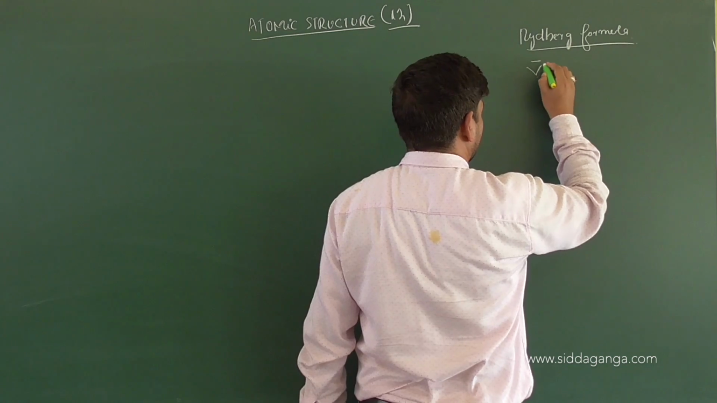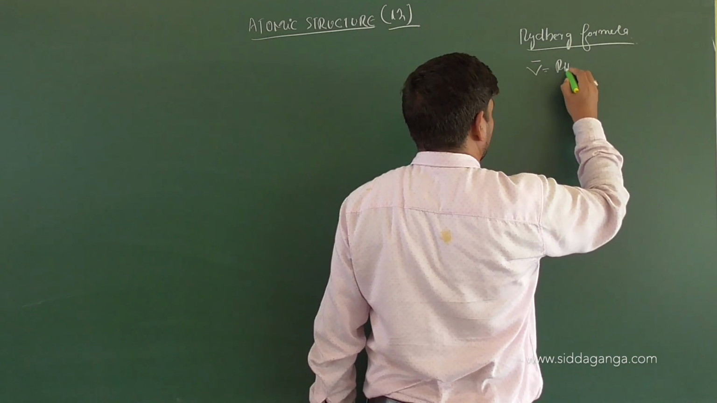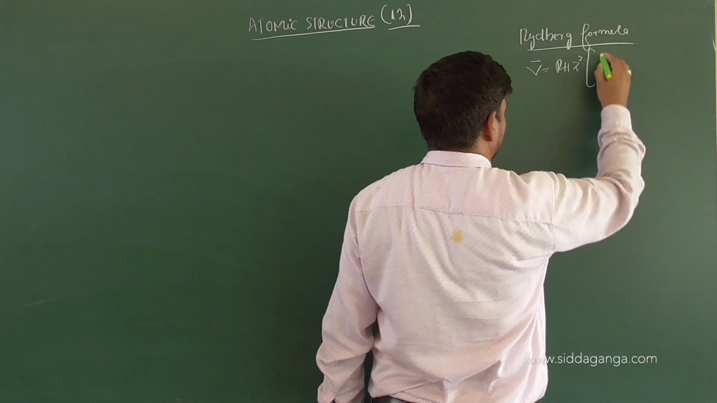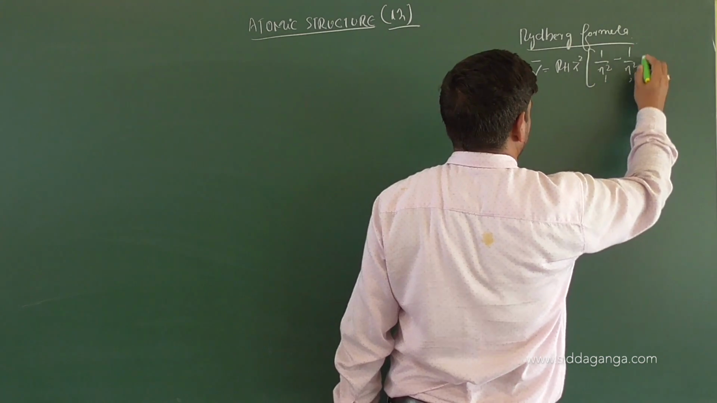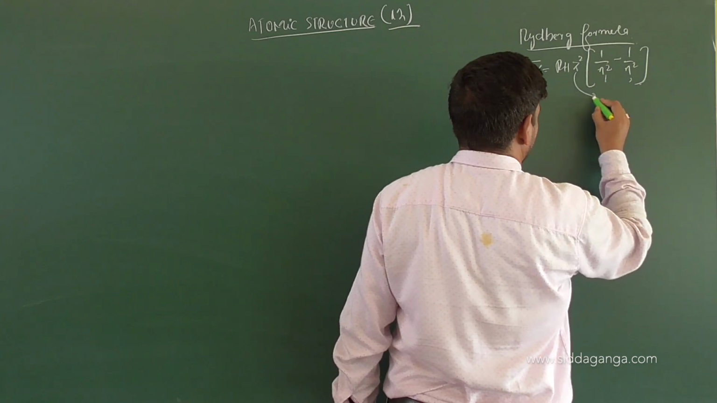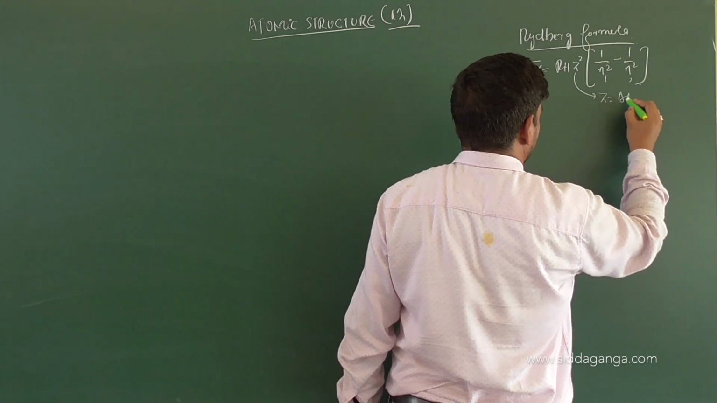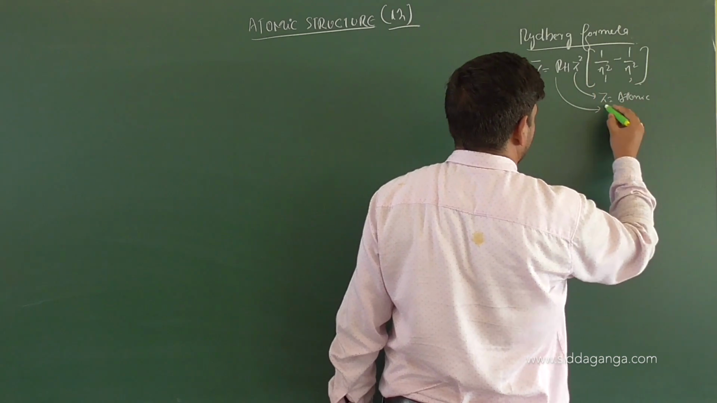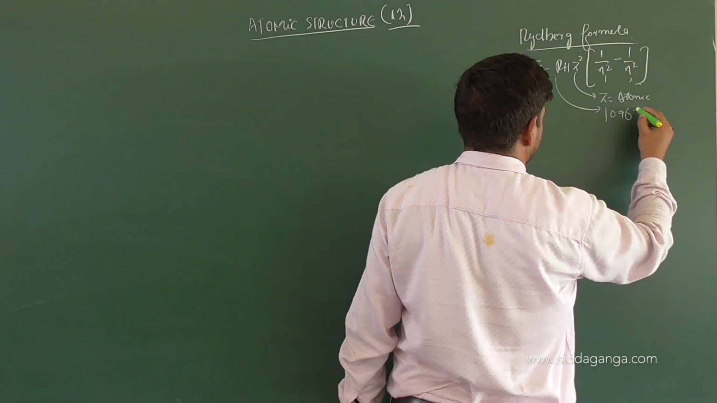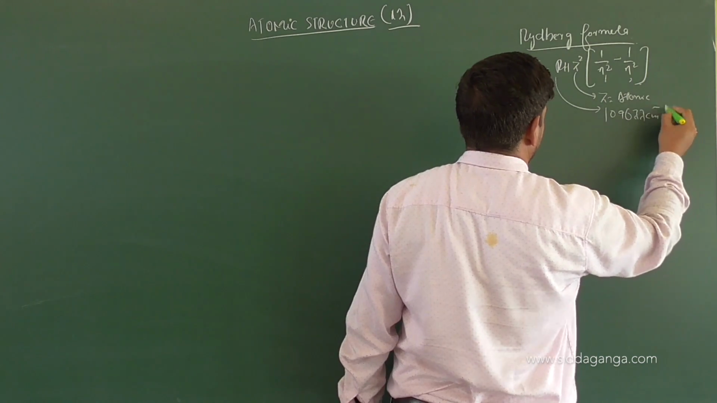What was that? Wave number equals RH Z square into 1 by n1 square minus 1 by n2 square, where Z is the atomic number and RH is the Rydberg's constant with the value 109677 centimeter inverse.